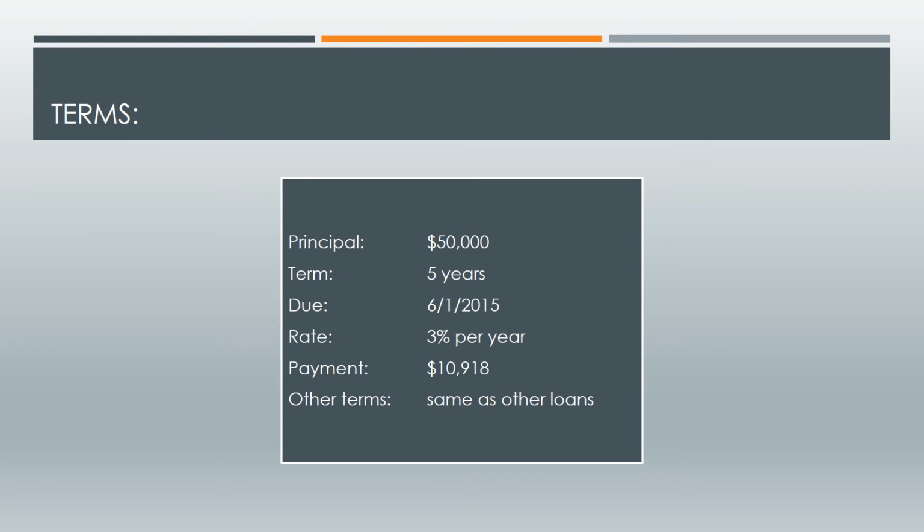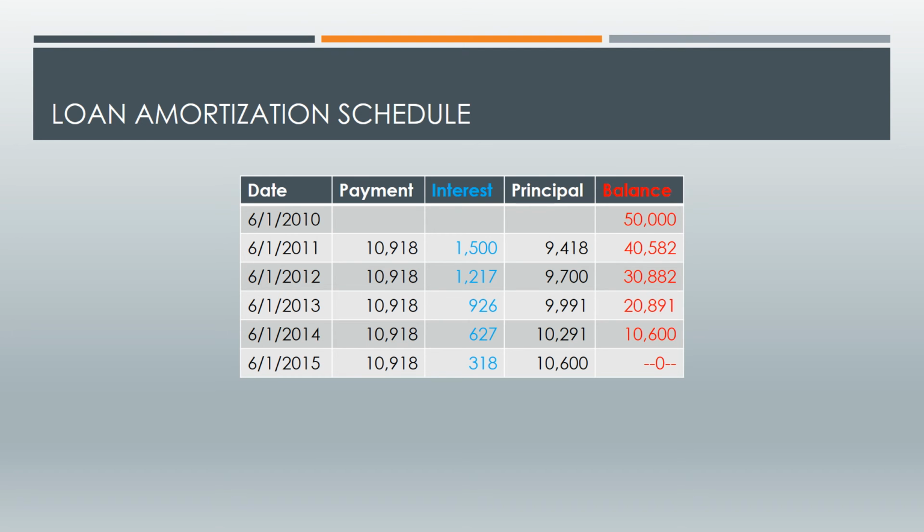For example, a shareholder lends his corporation $50,000 in June of 2010 to help fund operations. The corporation must pay 3% interest for 5 years according to the terms of the loan. All other terms are consistent with other loans the corporation has with its bank. The corporation will pay $10,918 per year to the shareholder, and the loan will be paid off in June of 2015, as you can see from the loan amortization schedule on the screen.